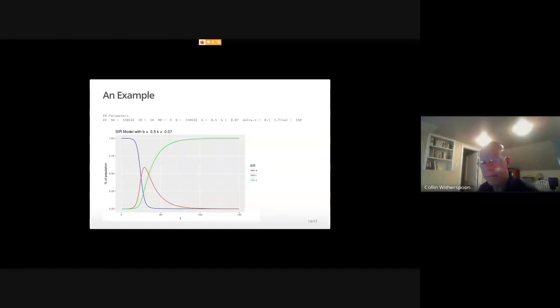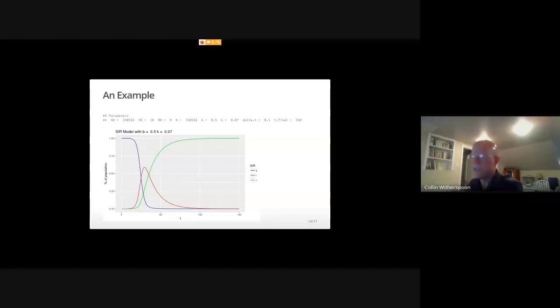So S naught, and you'll see where those values come from in just a minute. But S naught, just think of it, I chose a value. Note that S naught and N are the same value. N's my total population. So S naught is the total population. I'm assuming no immunity by any group in this population.